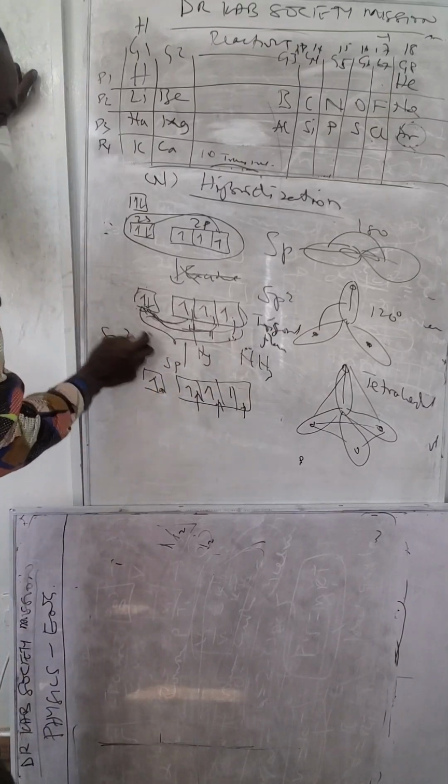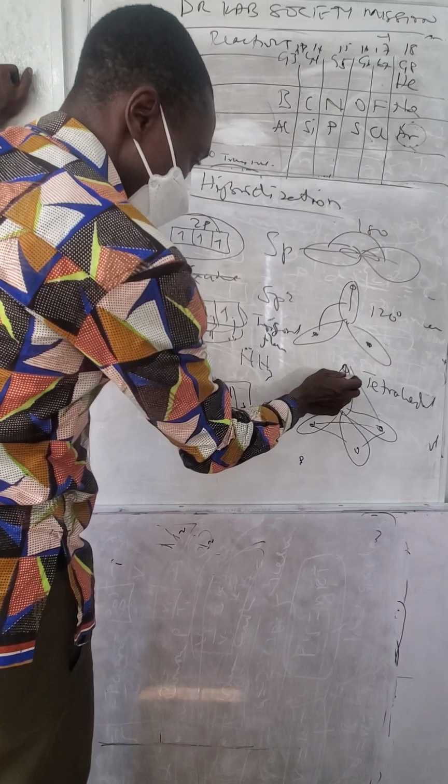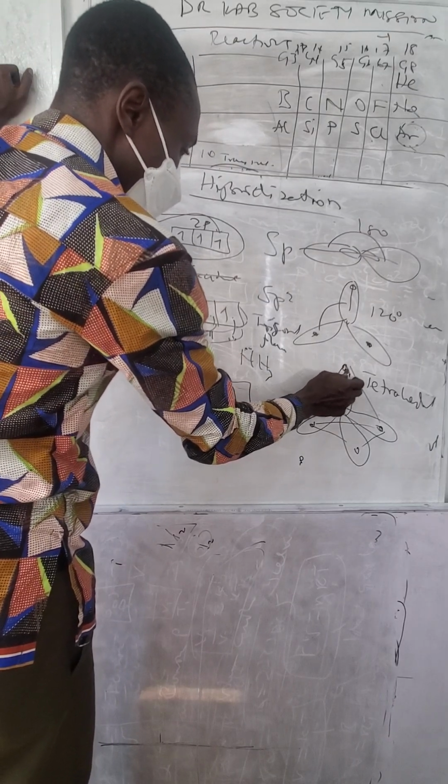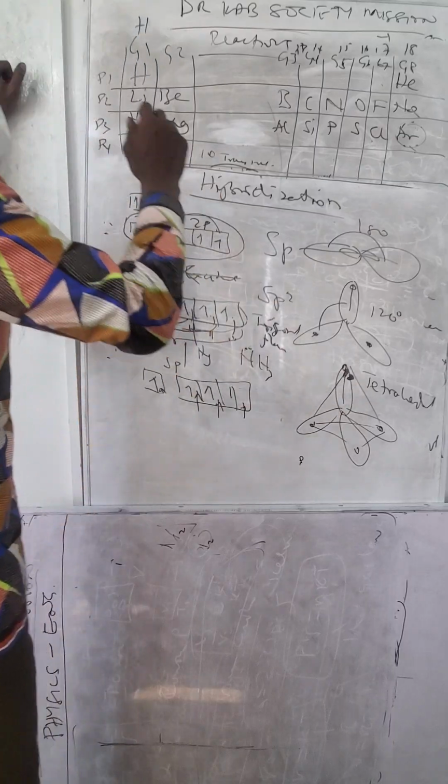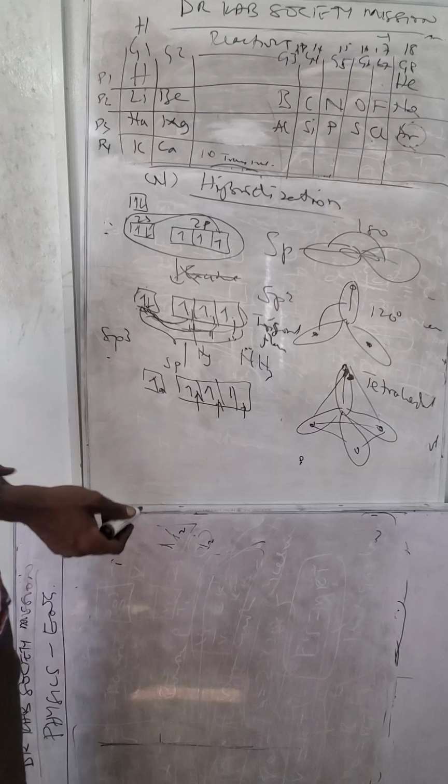So although this is sp3, instead of having one electron, one of the orbitals will have 2. So let's say here has two electrons. This is the lone pair. You can use it for bonding. A hydrogen atom can come on it to form hydrogen bonding.